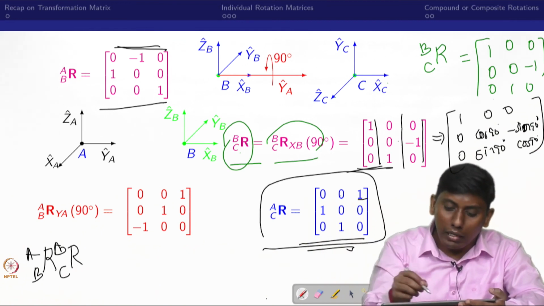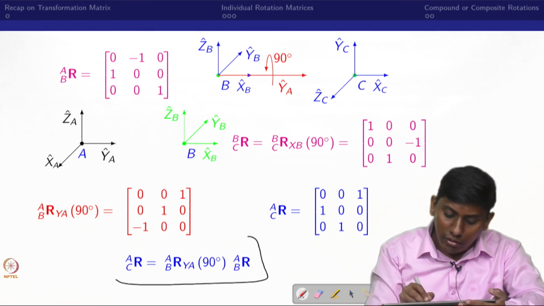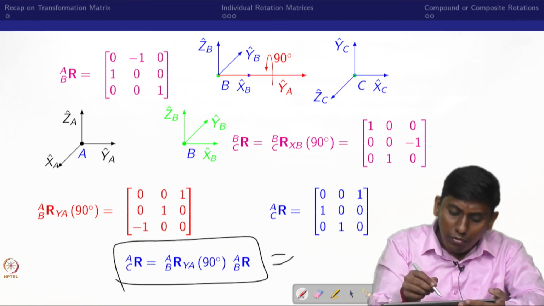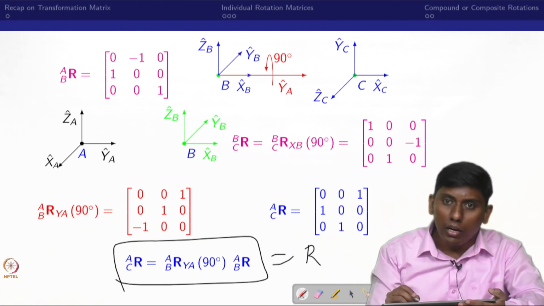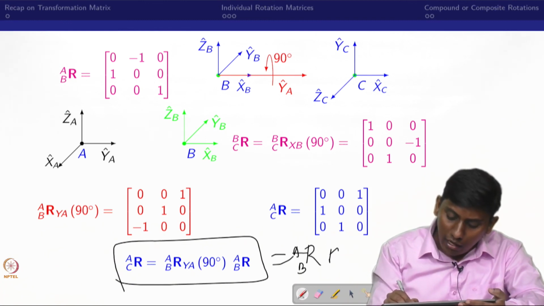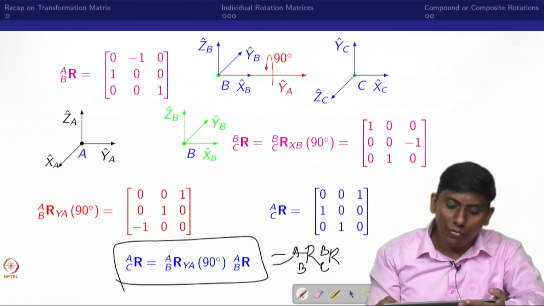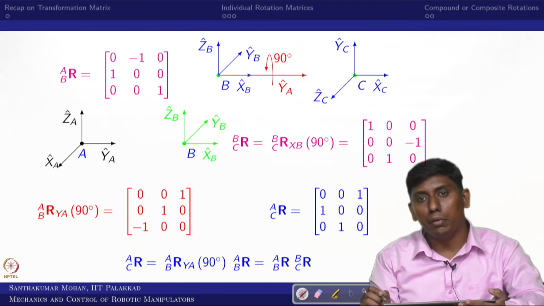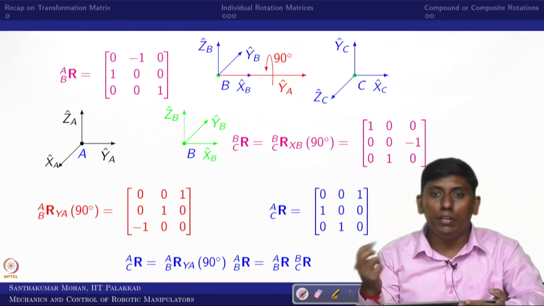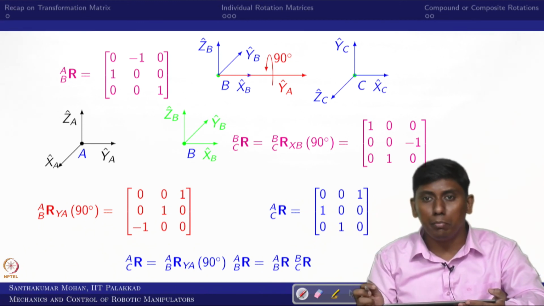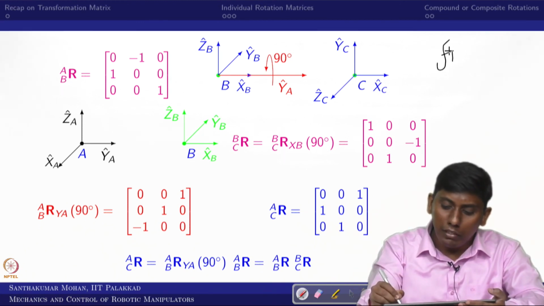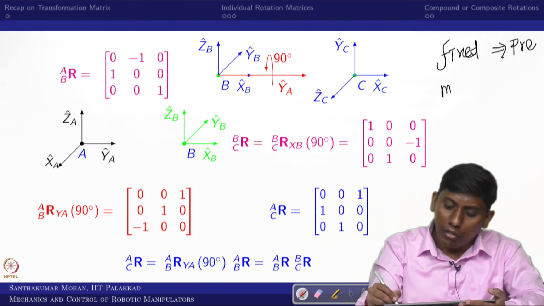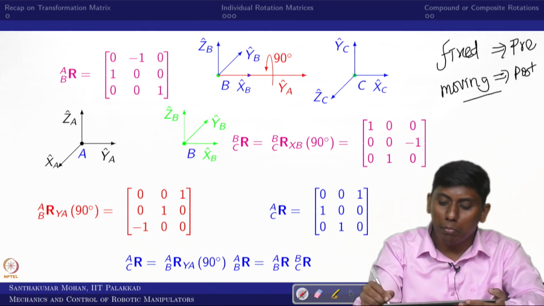In the sense what one can see, this is equal to R_BA and R_CB, okay. That is what we have written as post multiplication and pre multiplication. I hope why we are doing pre multiplication and why we are doing post multiplication is clear. If you have a fixed frame rotation, then you can pre multiply. If you are rotating with the moving axis rotation, then you can post multiply, okay.